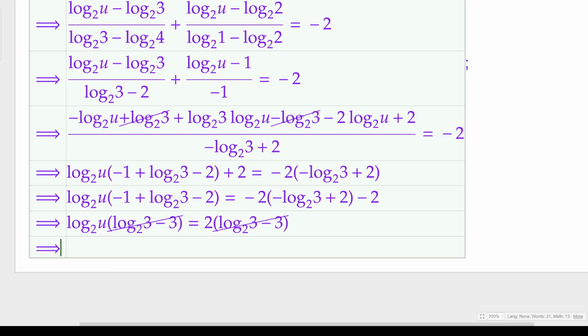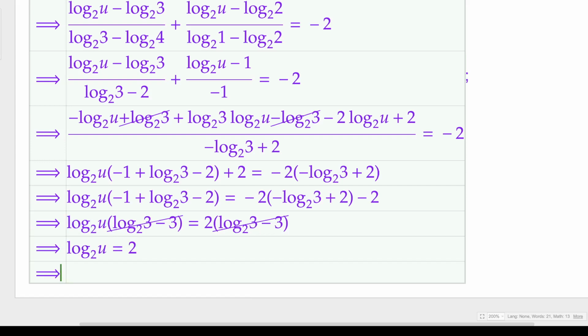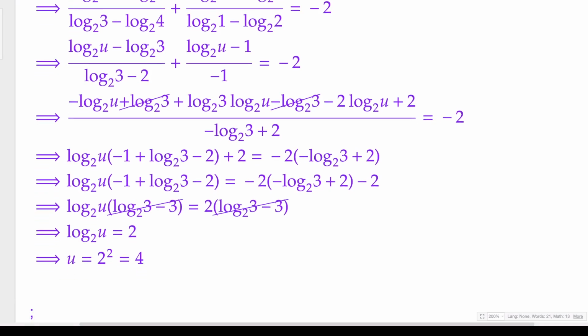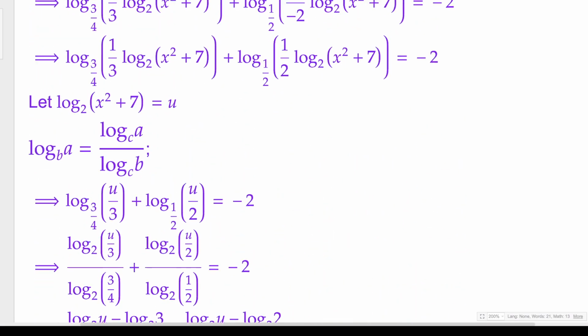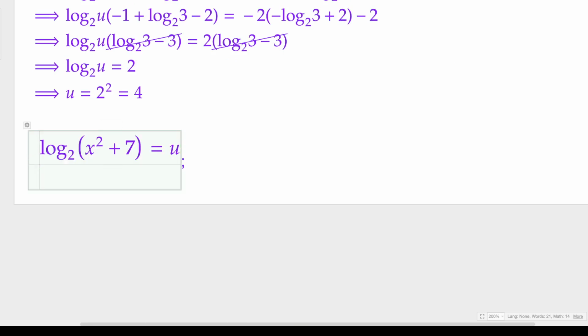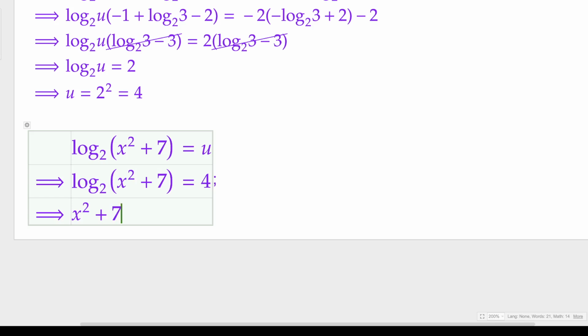So finally we can write this one as log of u base 2 is equal to 2, and from this we can say that the value of u is equal to 4, that is 2 square, that is equal to 4, right. Now we are having the value of u. So now I'll take this assumption based statement, whatever I have assumed as u, and I need to resolve this further. So this is the given equation. Now the value of u is something that we already know, so instead of this I am going to replace it by 4. Now I will convert this logarithmic equation into exponential form, that is x square plus 7 is equal to 2 power 4.